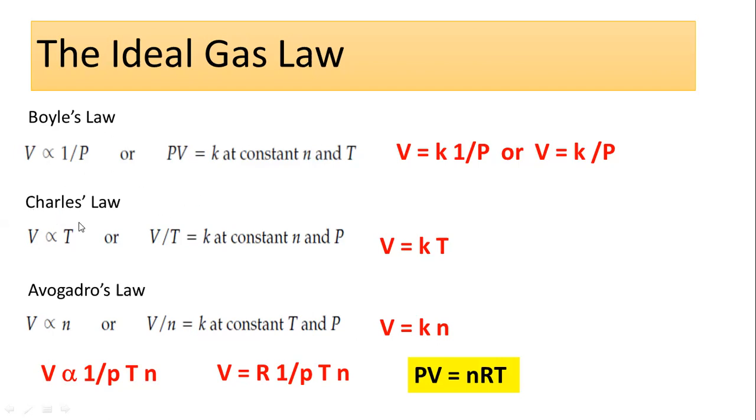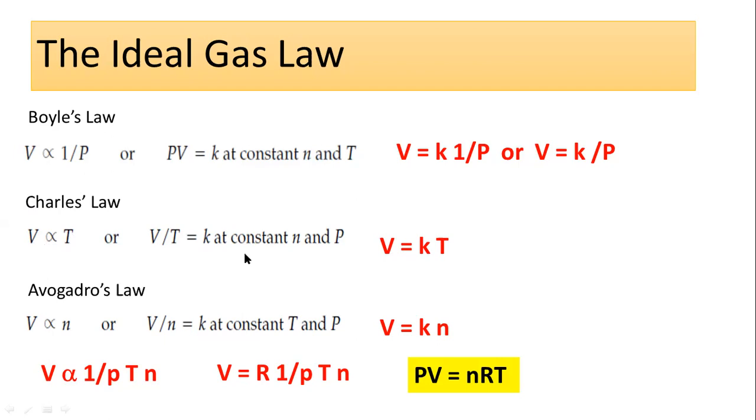In Charles' law, we have discussed that the volume is directly proportional to the temperature. In the same way, when you remove this proportionality sign, you will have the constant on the right hand side. This constant may be called the Charles constant. The value of k would be V divided by T, and this is written over here.